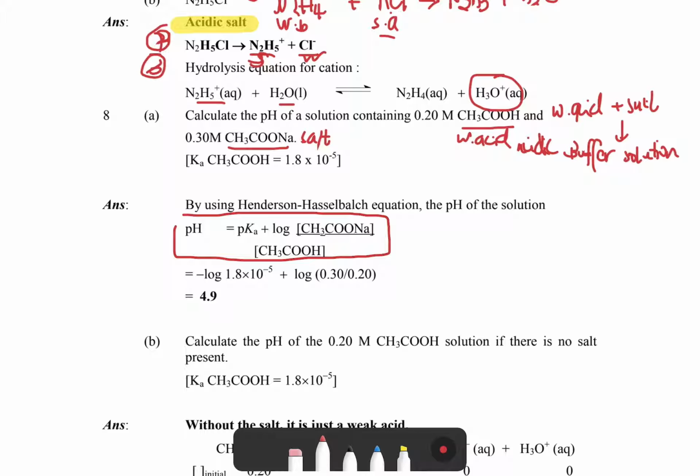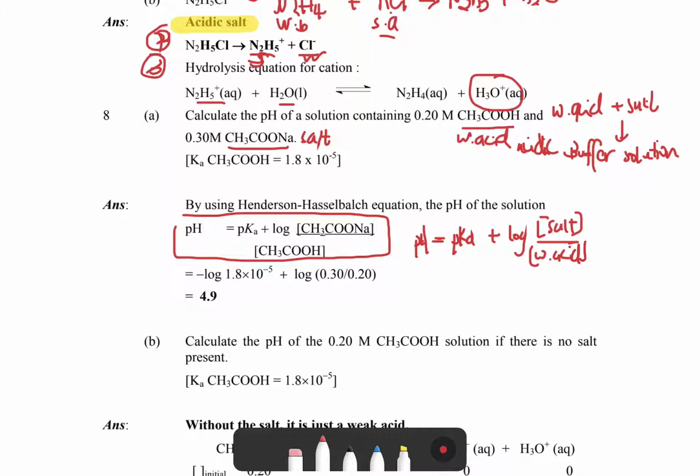Okay, pH equals to pKa plus log concentrations of the salt and the weak acid. Okay, untuk buffer solutions kita guna Henderson-Hasselbalch untuk cari pH dia. pH equals to pKa plus log concentration salt divided by concentrations of weak acid.